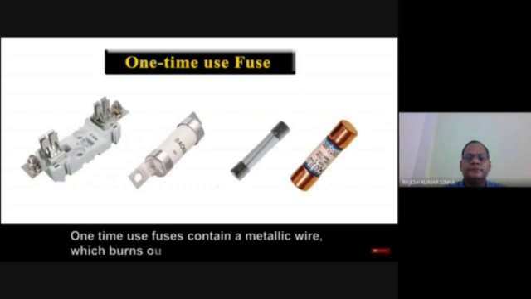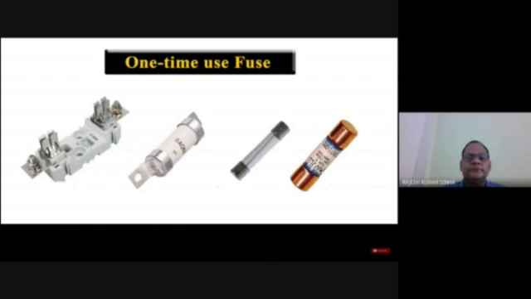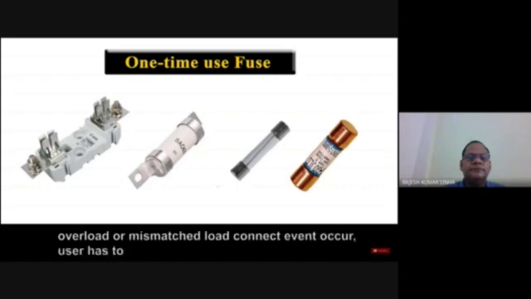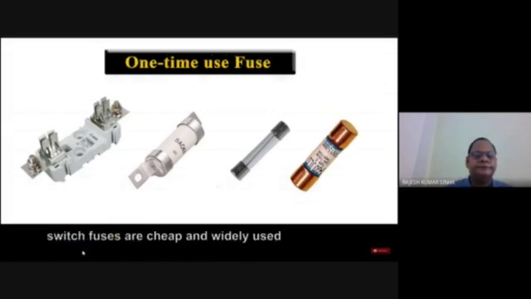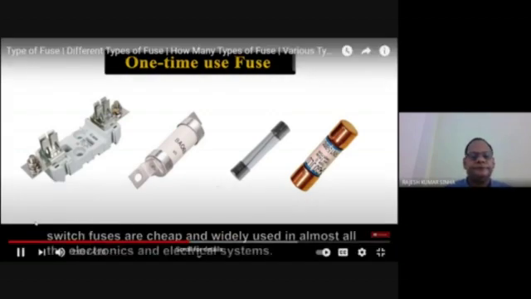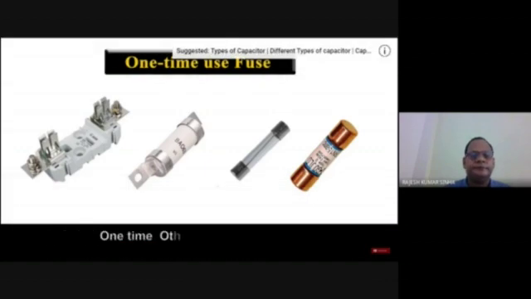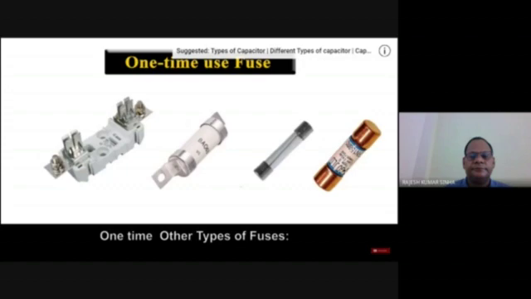One-time use fuses contain a metallic wire which burns out when an overcurrent, overload, or mismatched load connection event occurs. The user has to manually replace these fuses. These fuses are cheap and widely used in almost all electronics and electrical systems. One-time use fuses come in other types as well.